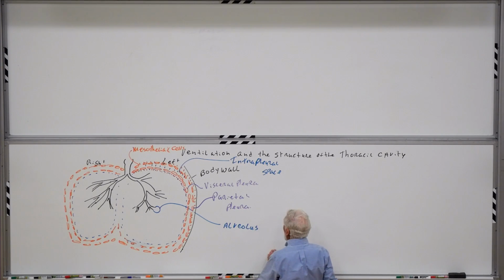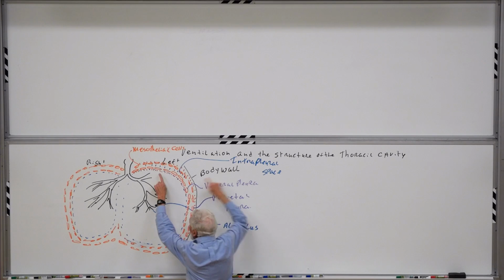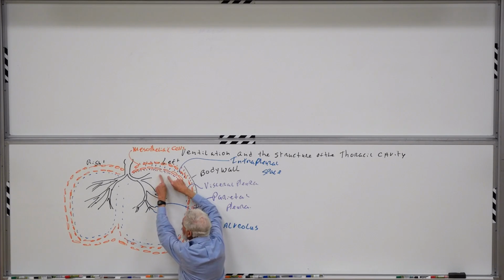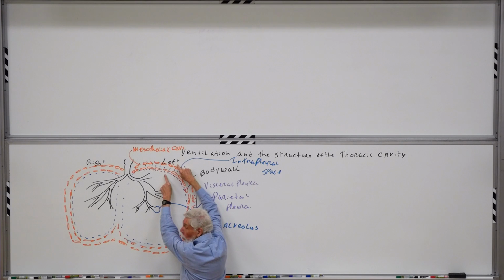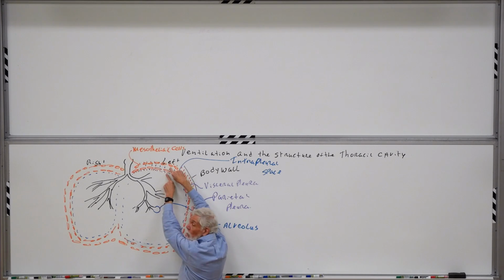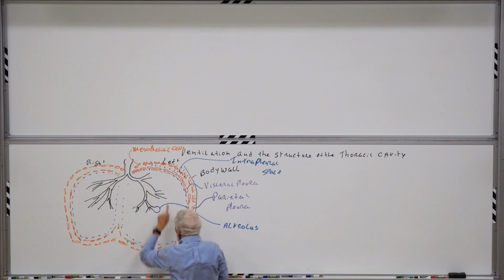The intrapleural space is formed by these two layers of mesothelium, one attached to the body wall out here, the parietal pleura, and one attached to the lung here, the visceral pleura. The apical surfaces facing one another have now secreted a fluid.